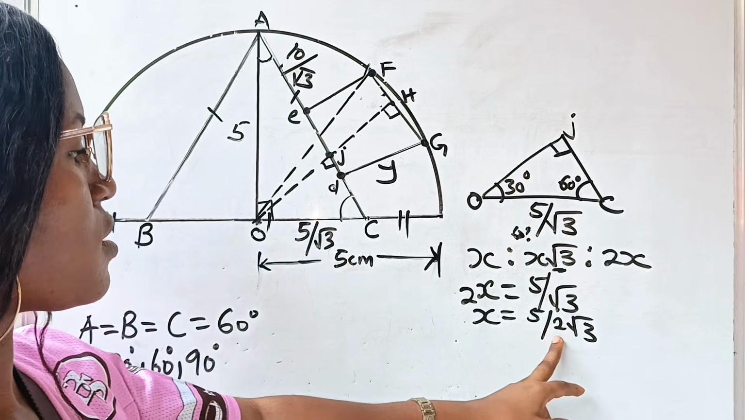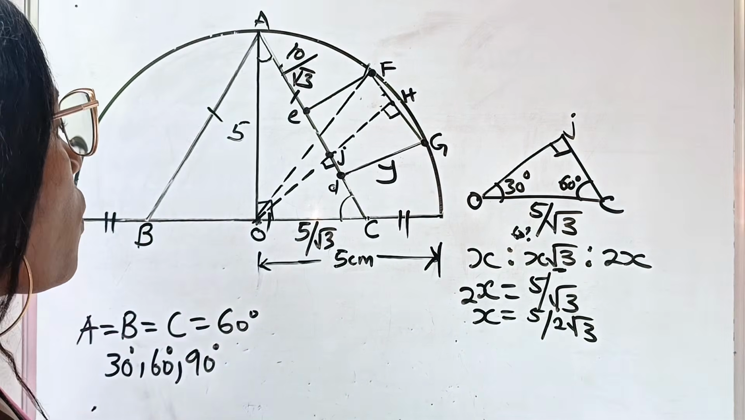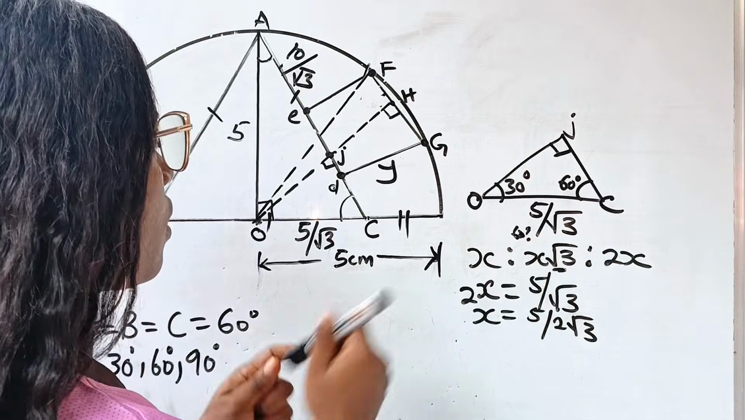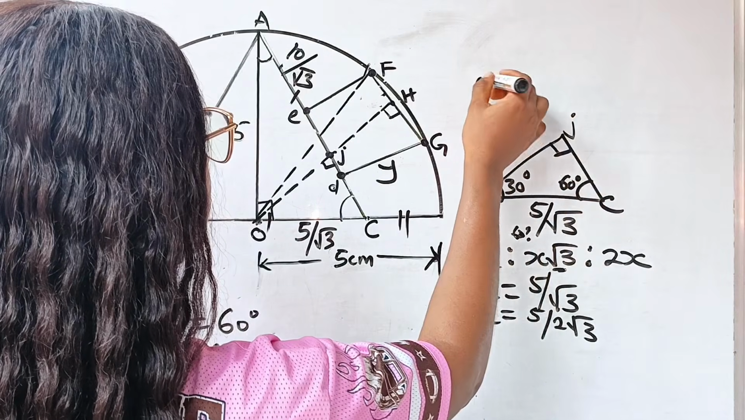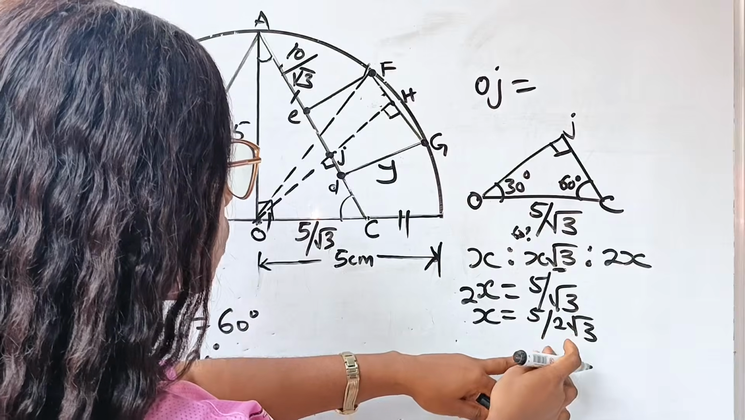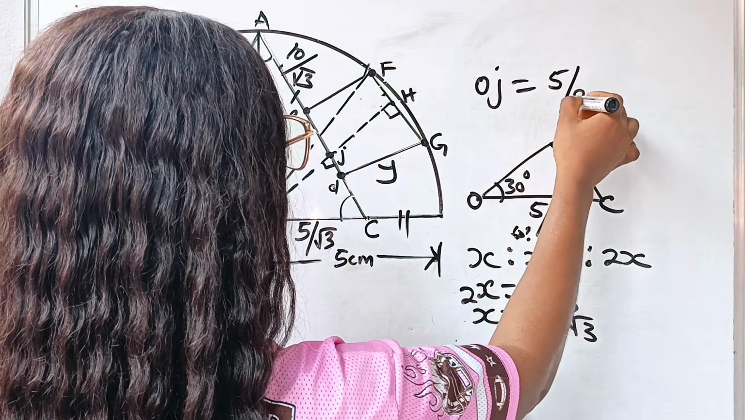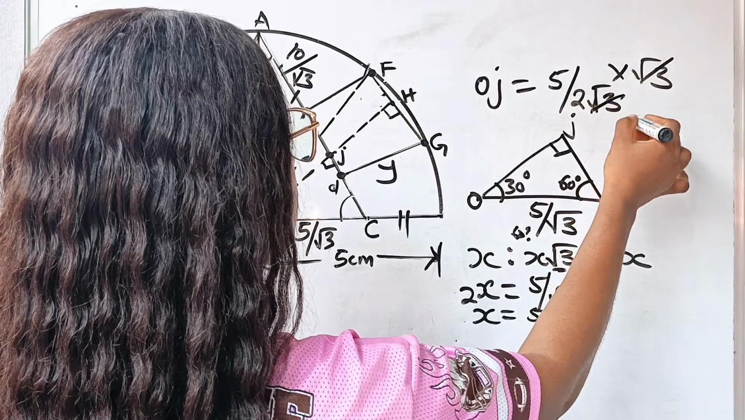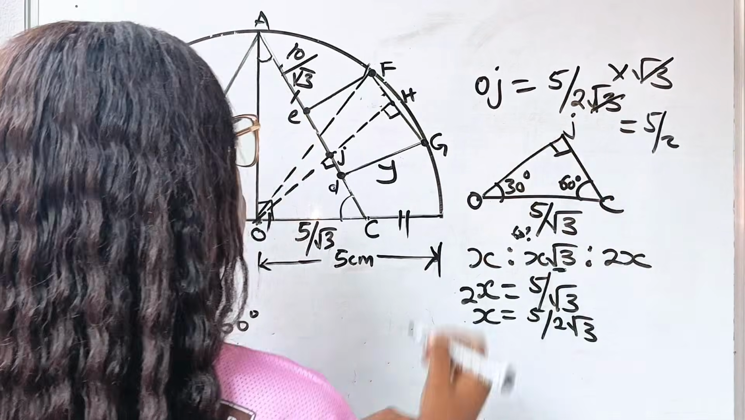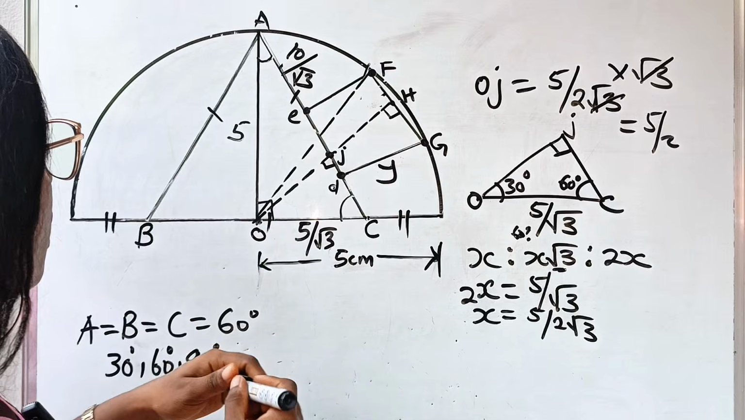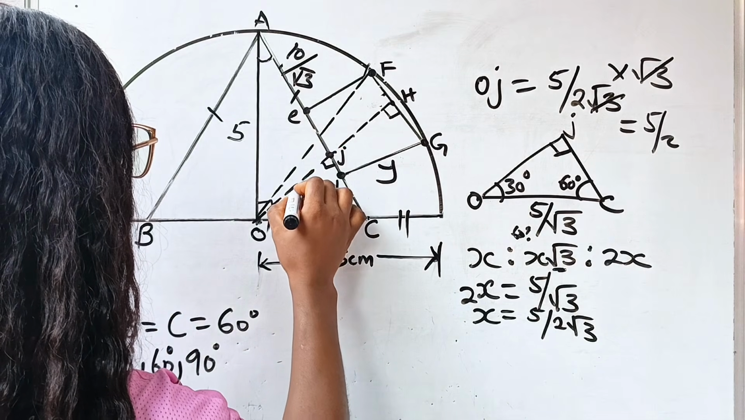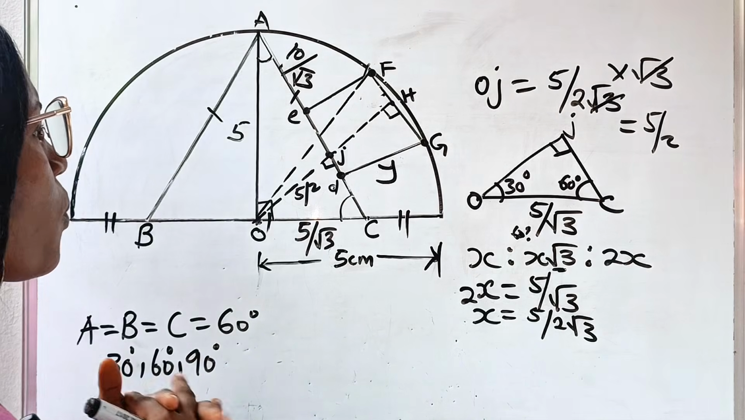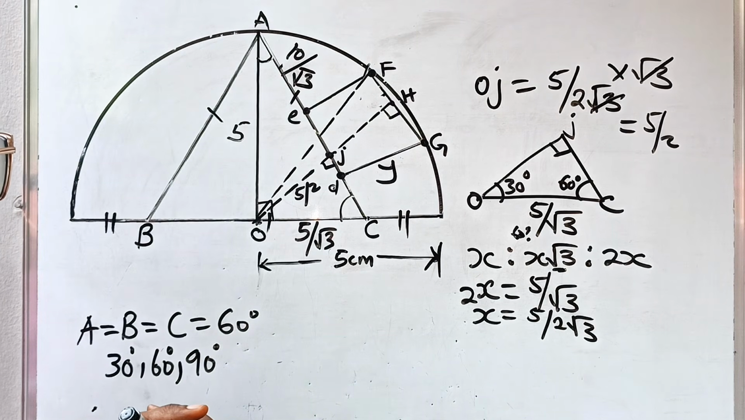So if our x is 5 divided by 2 root 3, then OJ, which is x root 3, will be equal to 5 over 2 root 3 times root 3. And this will remove this, so we have OJ to be 5 over 2. So it means that OJ is 5 over 2. Now, I think we are done here.